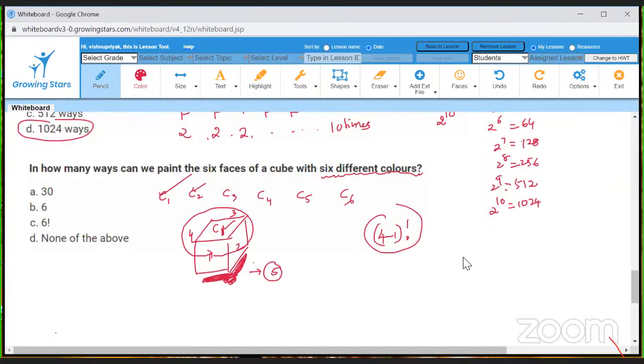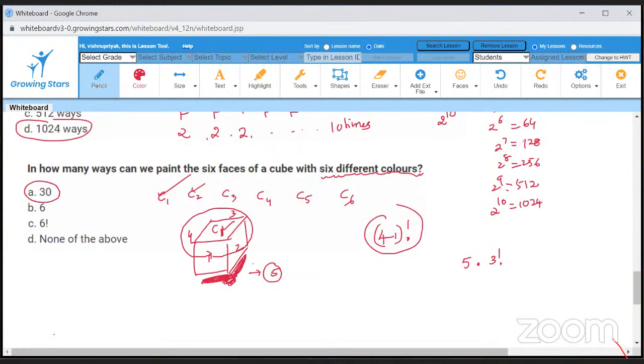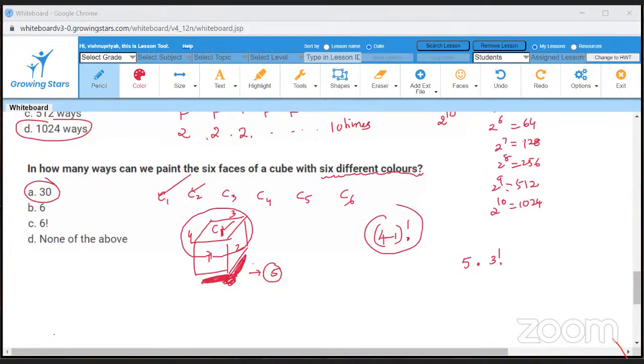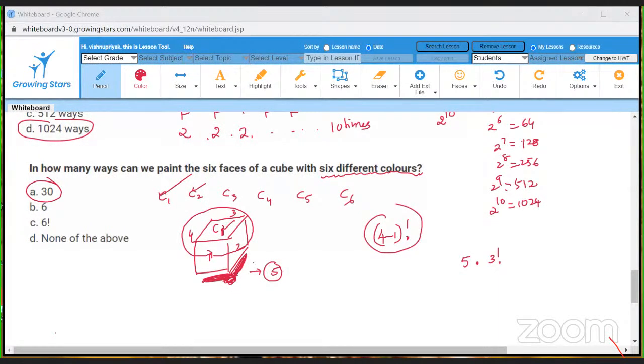So total number of ways, by the fundamental counting principle: this is the first work, this is the second work. 5 into 3 factorial, that is 30, because 3 factorial is 6. In 30 ways you can paint. Okay. Let us go to the next set of questions. Slowly, the question level is increasing.